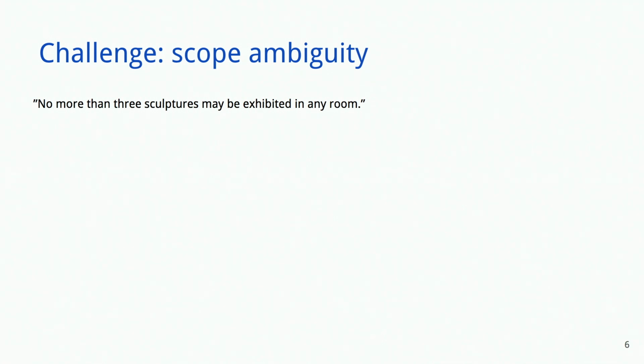And from a computer's perspective, there's no way to know in advance which one is the correct reading. I think the most obvious one, the one that the authors intended you to get, was this one. There cannot be a room that contains more than 3 sculptures. But there's some other possible readings here. Can anybody think of another way of reading this sentence? No more than 3 sculptures may be exhibited in any room, that would have a different logical form, that has different logical consequences? Yeah.